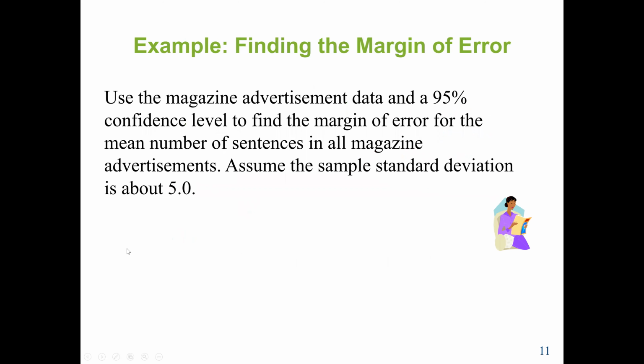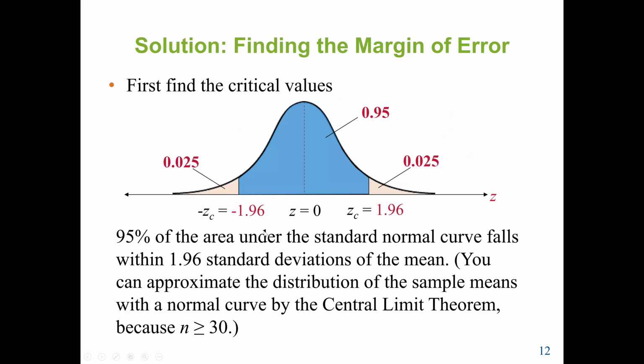Okay, so the standard deviation is given to us to be 5.0 from the question. So we just plug in. Here we know 95% of the area under the standard normal curve falls within 1.96 standard deviations of the mean. So you can approximate the distribution of the sample means with a normal curve by the central limit theorem, again because the sample size is greater than or equal to 30.